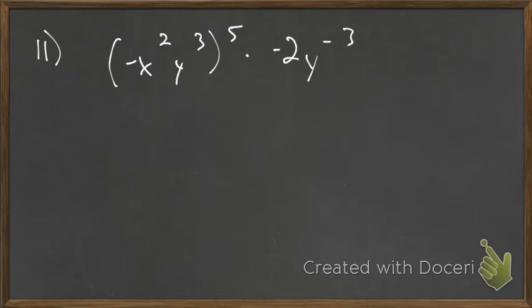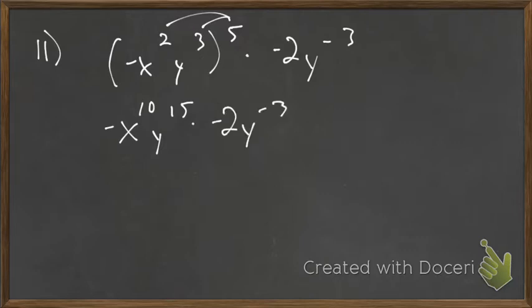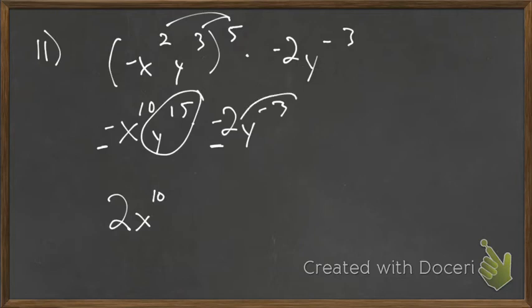So everything on the inside gets to the 5th power, right? So this is where that exponent, power property comes in. So I can multiply here, right? I have negative x squared 5 times. So that's negative x to the 10th, y to the 15th times negative 2y to the negative 3. The next thing I like to do is multiply everything I can. So my negative 1 and my negative 2 make positive 2. I only have 10 factors of x, and then right here I can use the product property. I can add my exponents there. It'd be y to the 12th.